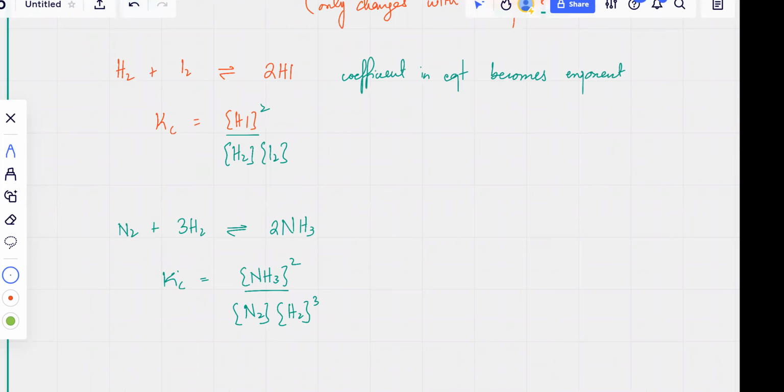How do you find units? The units are going to be found like this: you've got mole per dm cube squared, divided by mole per dm cube into mole per dm cube cubed. So you can take mole per dm cube as x, so it's x squared divided by x into x cubed, and this comes out to be x to the power minus 2. What was x? x was mole per dm cube, so it's mole per dm cube to the power minus 2, which would give you mole minus 2 and dm6. So every time Kc has a different unit. Is that clear? Yes, sir.